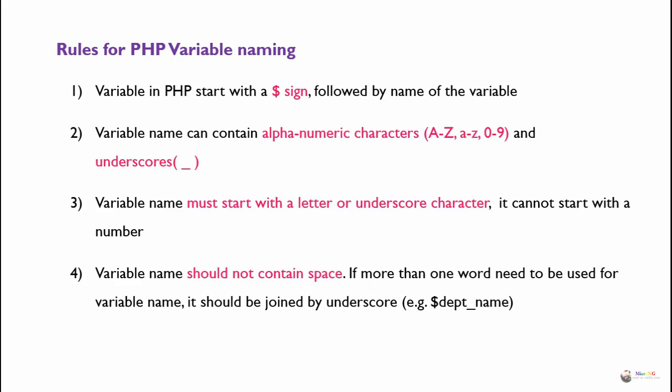A variable name should not contain a space. If more than one word needs to be used for a variable name, the words should be joined by underscore. For example, $dept_name. Here the two words dept and name have been joined using an underscore. And the variable name should always start with a dollar sign.